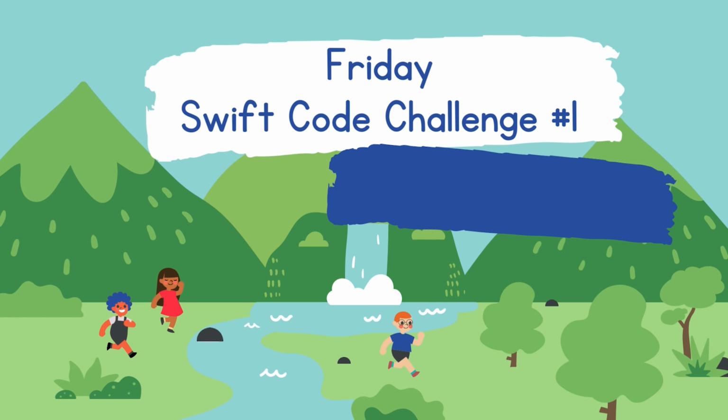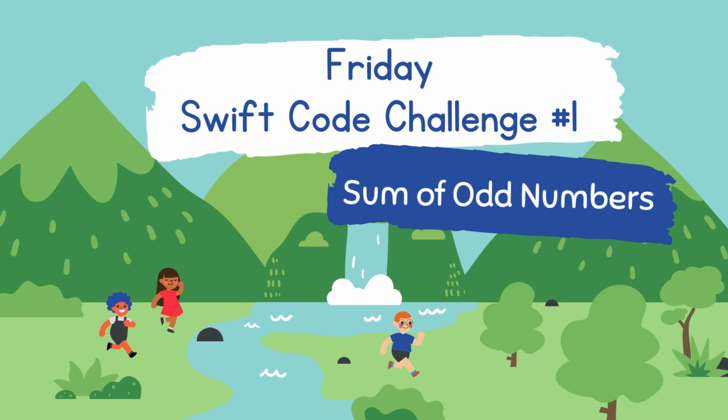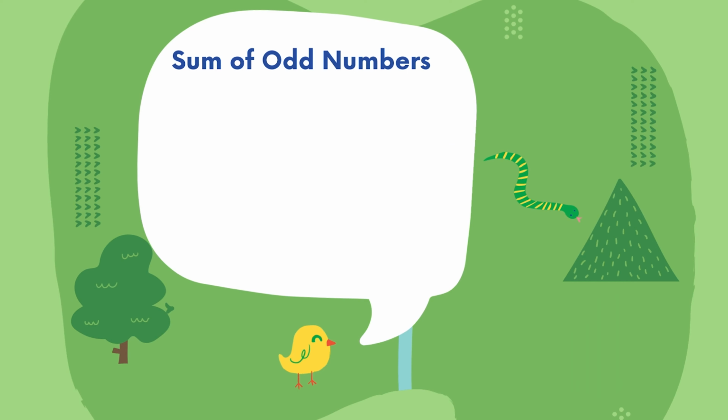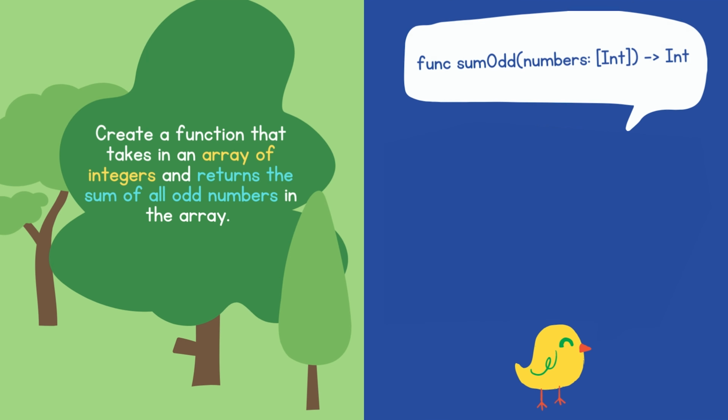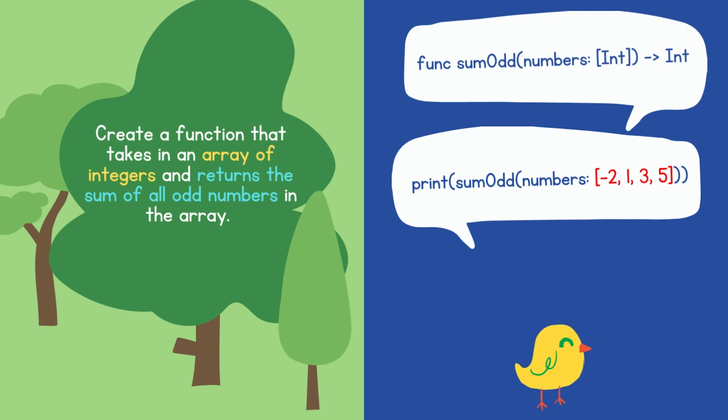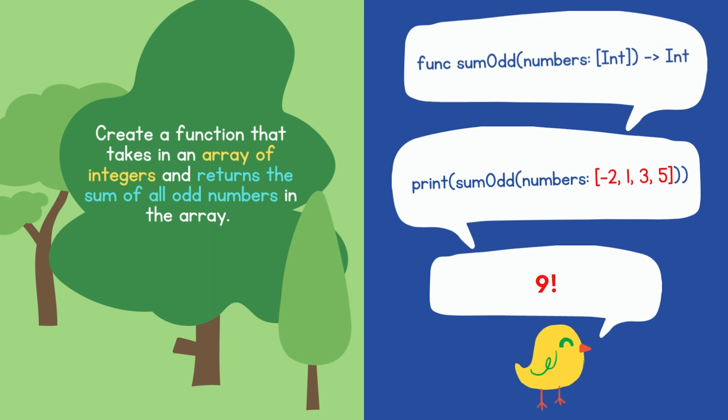This week's challenge is a bit of an odd one, but in a good way. It's called the Sum of Odd Numbers challenge and it goes like this. Create a function that takes in an array of integers and returns the sum of all odd numbers in the array. For example, if your input array is -2, 1, 3, 5, your function should return 9 since the odd numbers are 1, 3, and 5. And 1 plus 3 plus 5 is, well, 9. Remember, your function should work with any array of integers, not just the example above.